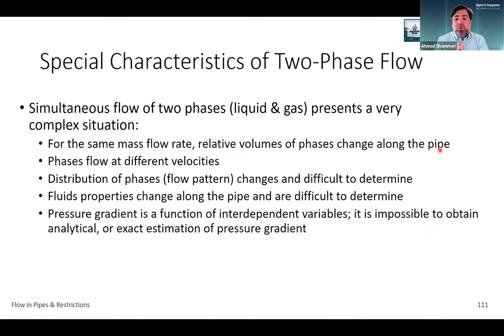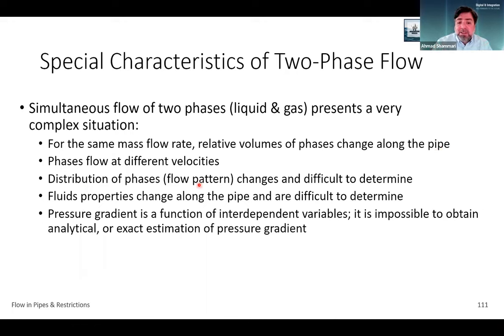When we have two-phase flow, if I start at a certain depth and go, for example, 500 feet more, then the relative volumes, the volume of gas to liquid, will change, because we will have different saturations, and some gas will come out of solution. At higher pressure, more gas will go into solution, right? And this is for the same mass flow rate. That's why this is complex.